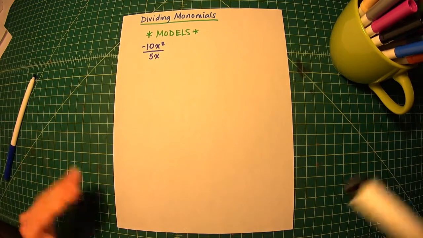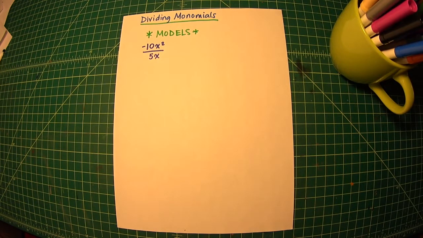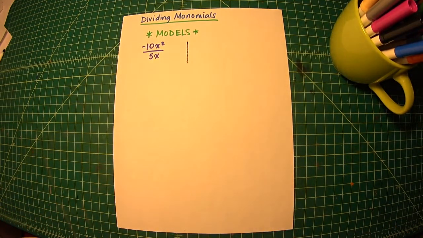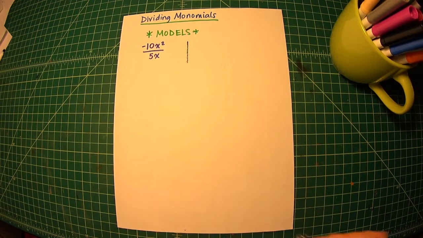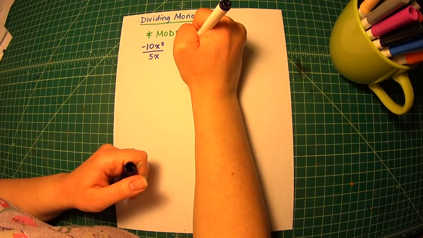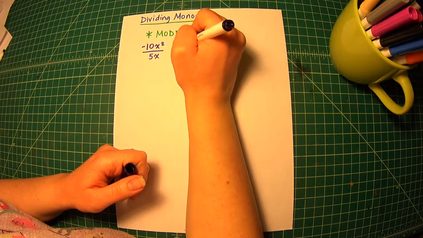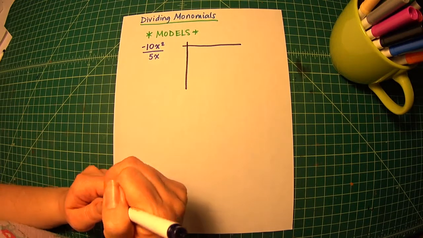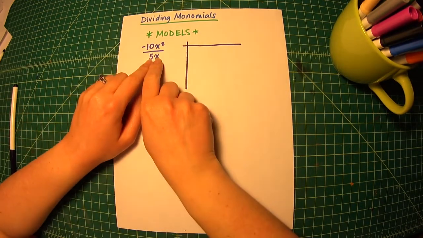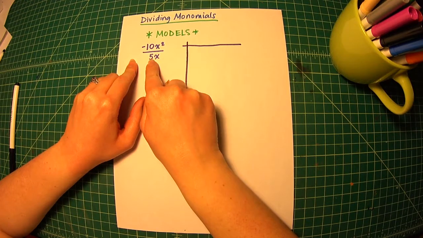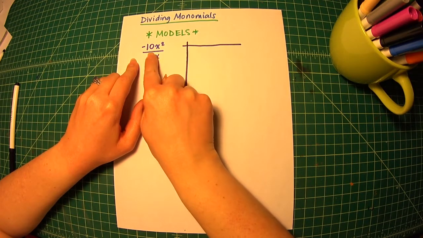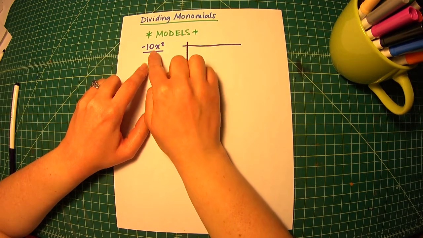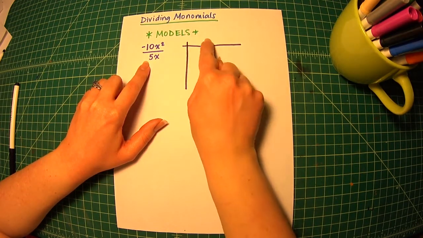So we're actually going to start with the same frame that we used for multiplication. And what we're going to do is look at the denominator, the bottom of the fraction, first. This is what our number on top is going to be divided by. So that will go in the top of our frame, so 5x.